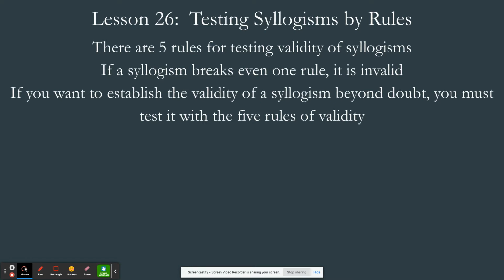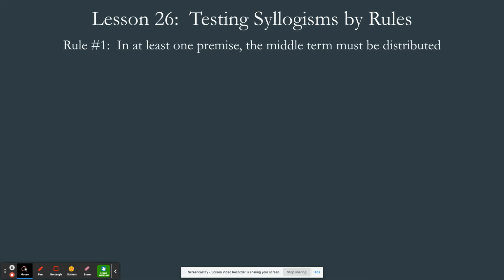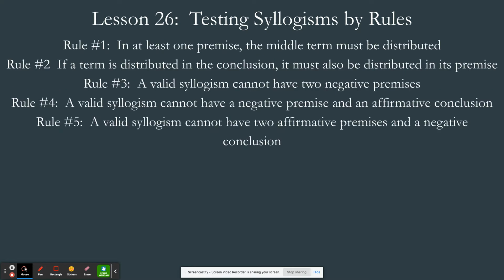So if you want to establish the validity of a syllogism, you have to test it with the 5 rules. Because remember, all a counterexample can do is prove something is invalid. It can't prove it to be valid, because maybe we just haven't thought of a counterexample. So we can never be absolutely sure, but we can with rules. So here are the 5 rules. I'm going to put them up here one at a time, so don't try to write them down right now. Here are the 5 rules.